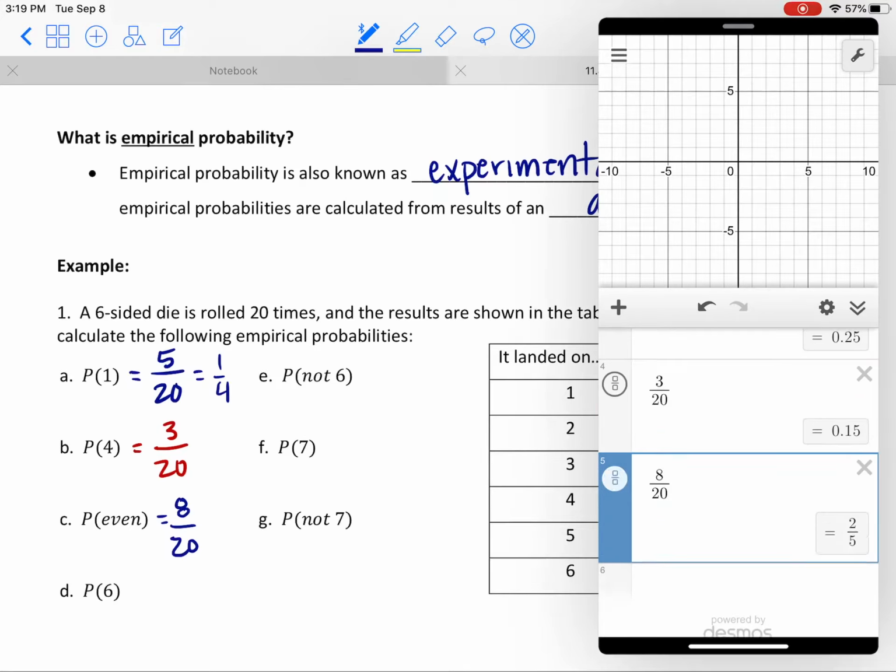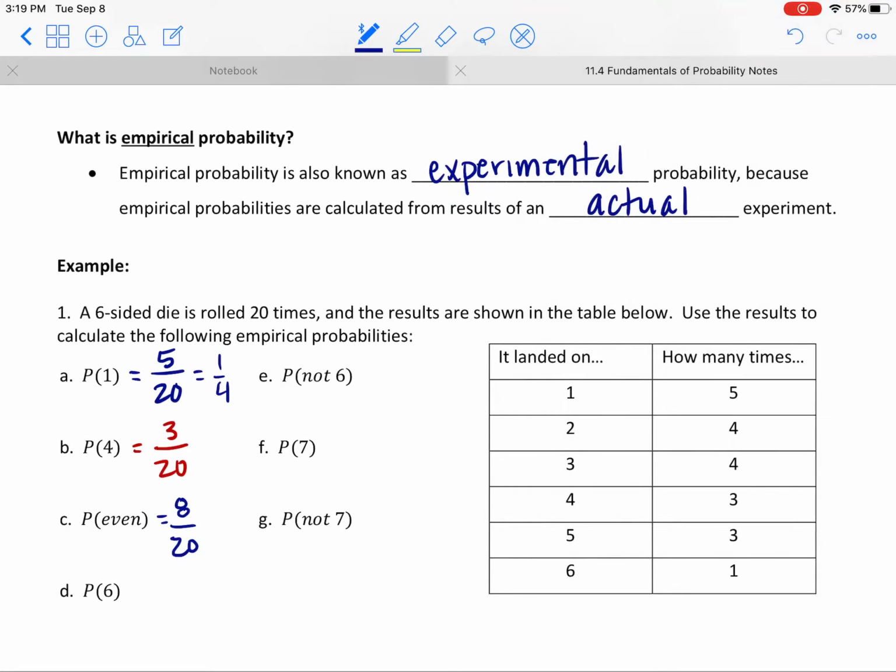We could make that 2/5, or we could leave it 0.4, and that would be 40%. So 2/5, we're good with that. How about the probability of rolling a 6? Well, a 6 happened 1 time out of the 20, so 1 out of 20 times we land on a 6. What about the probability of not landing on a 6?